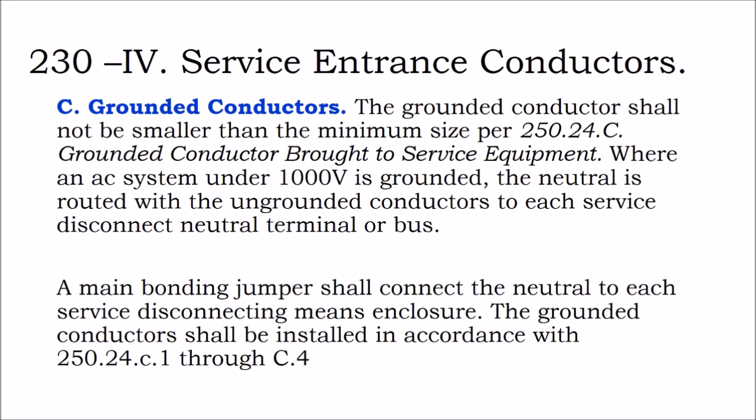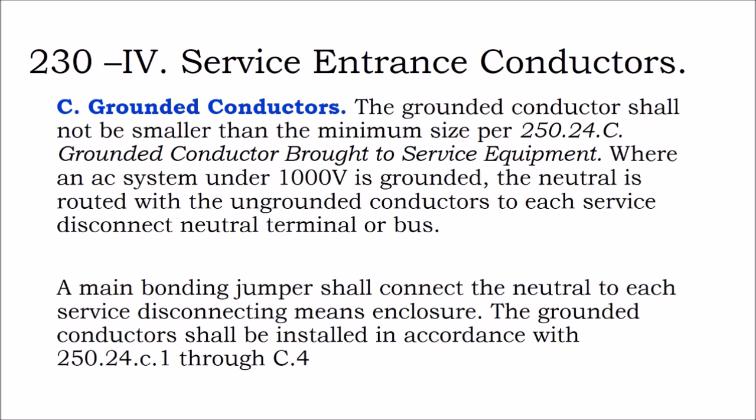Alright, so then we get to part 4, service entrance conductors, which governs the sizing of the actual service entrance conductors themselves. So we have the grounded conductors. The grounded conductor shall not be smaller than the minimum size grounded conductor brought to the service equipment. That's the neutral. The neutral wire, where an AC system under 1,000 volts is grounded, the neutral is routed with the ungrounded conductors to each service disconnect neutral terminal bus.